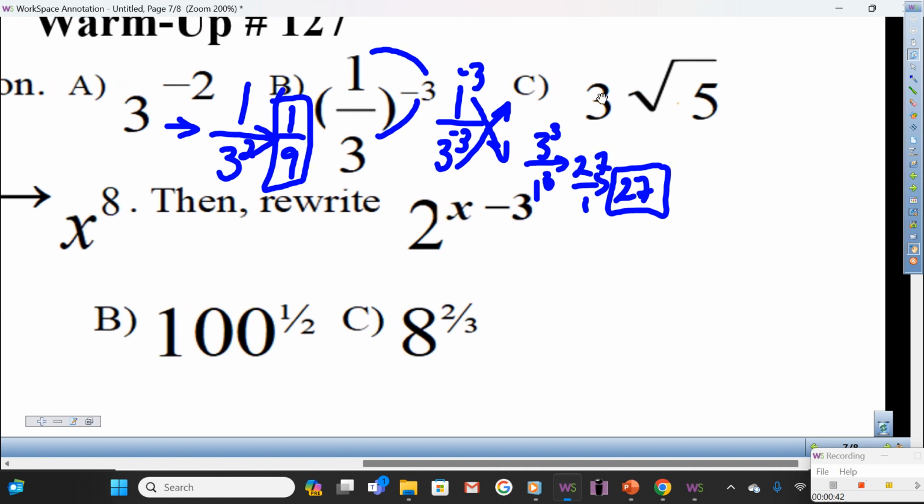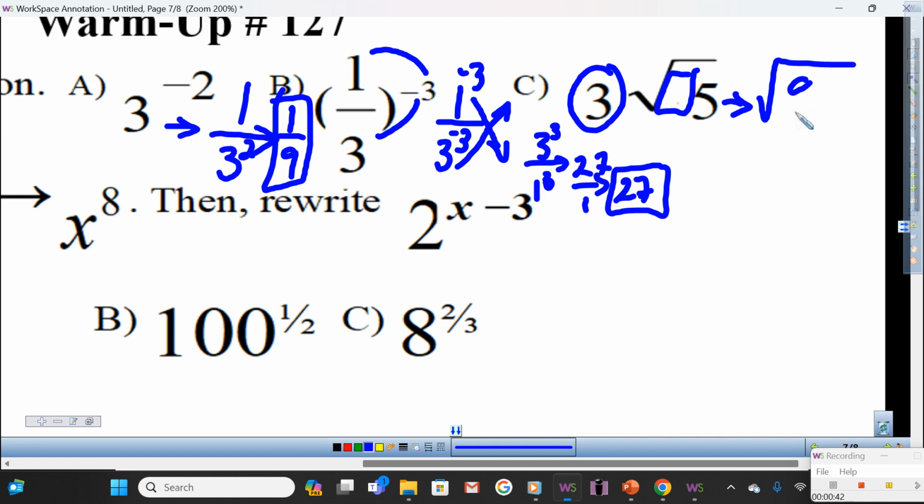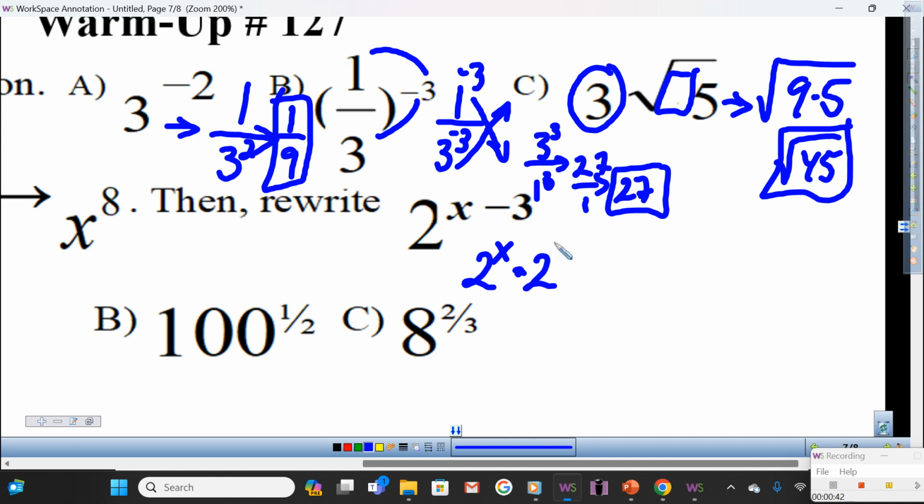Number 1C, you're like, Mr. Q, it's already simplified. Yes, but can we go backwards to rewrite it? Question: before this came out of in here, what was that number in there? Tell your neighbor, what was that number before it became a 3? That number was what, everyone? 9. So this would be square root of 9 times 5, which is square root of 45. That's how you rewrite that.